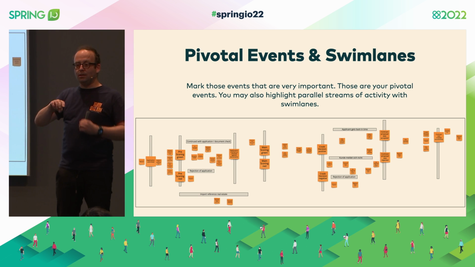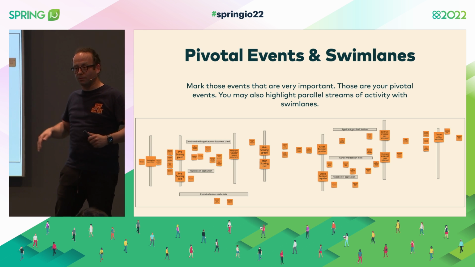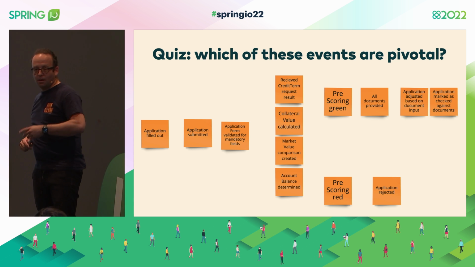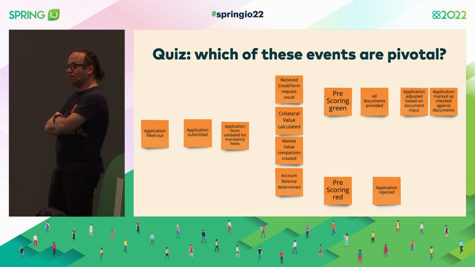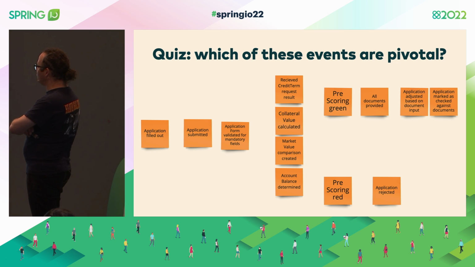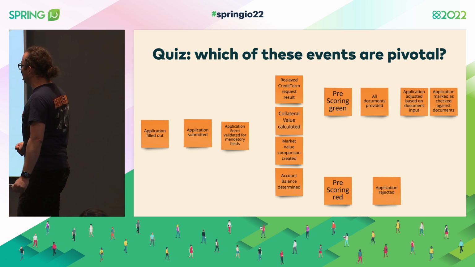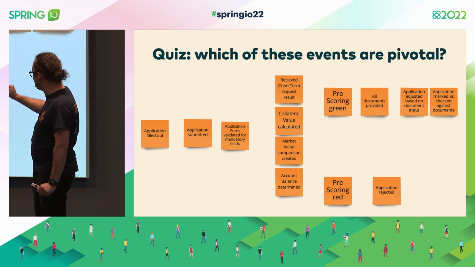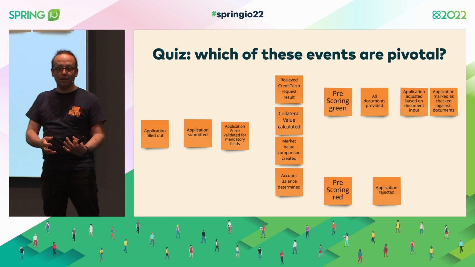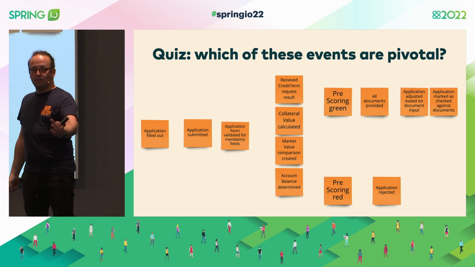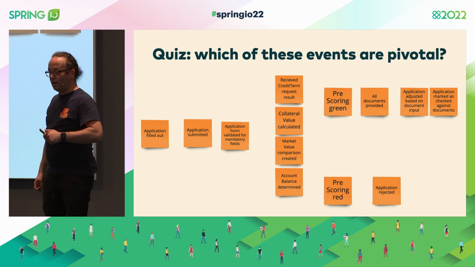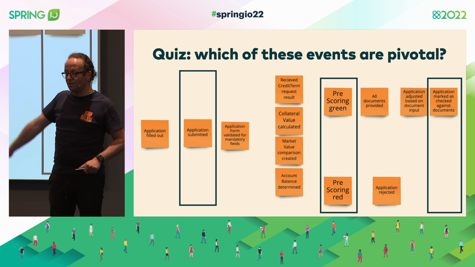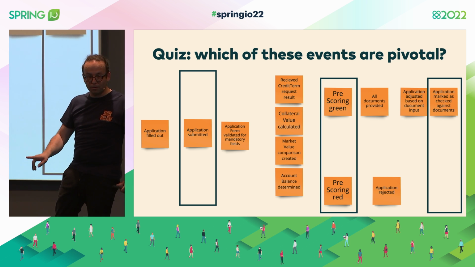And maybe you also showcase some parallel streams over there. Yeah? And take a look at those events. What do you think are some pivotal events there? Yeah, so we have an application filled out, application submitted, application form validated for mandatory fields, pre-scoring green, pre-scoring red, application rejected. Any ideas? Someone? Application submitted. Application submitted, absolutely. I would say those here are good candidates for such pivotal events. We'll come back to them. They'll be important later on.